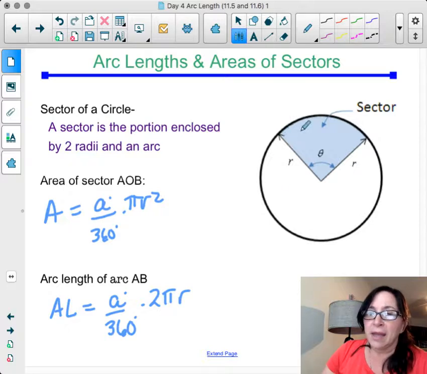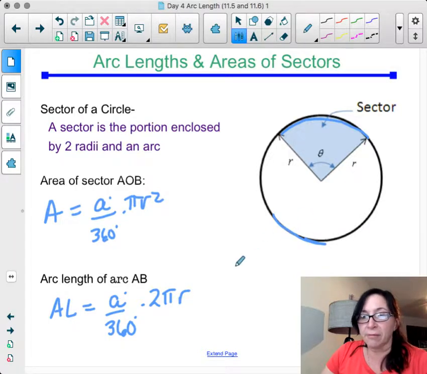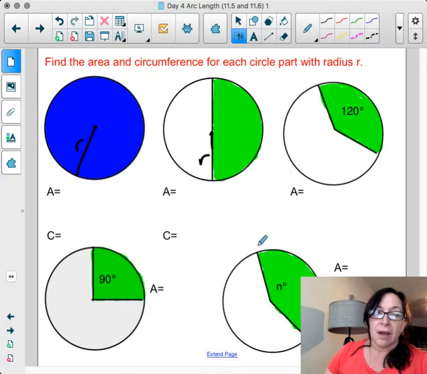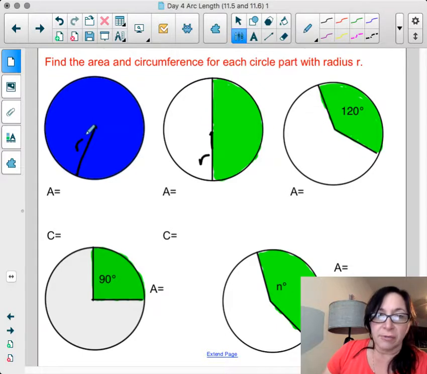If I'm thinking all the way around the circle is my circumference, an arc length might be just from here to here, but it's a portion or a fraction of the distance all the way around. We're going to use those two formulas for a couple of other problems. First of all, let's familiarize ourselves with what these are.